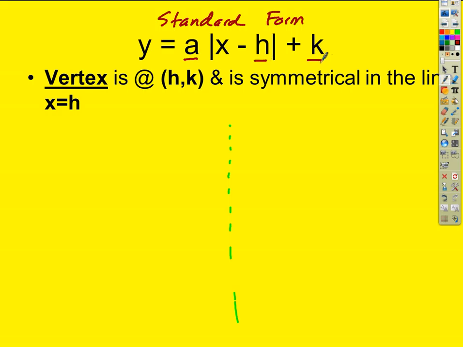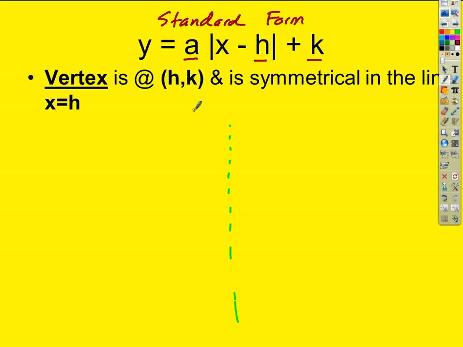Now, what do they mean? H and k are just going to be the coordinates of the vertex of our absolute value function. So wherever we want the V to be, it's going to have the coordinates h, k. And a is the multiplier, right? It's the scale factor for the function.